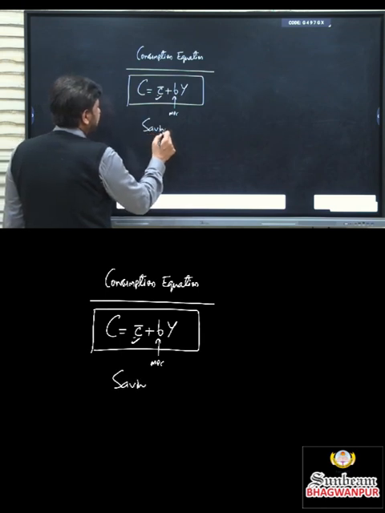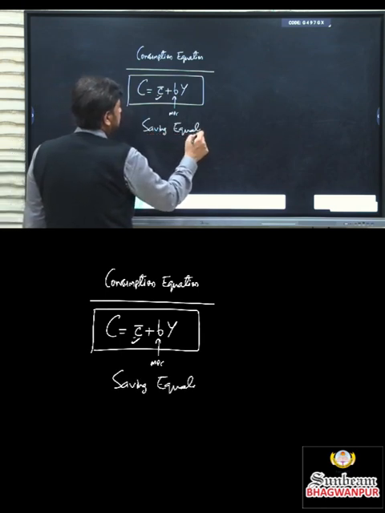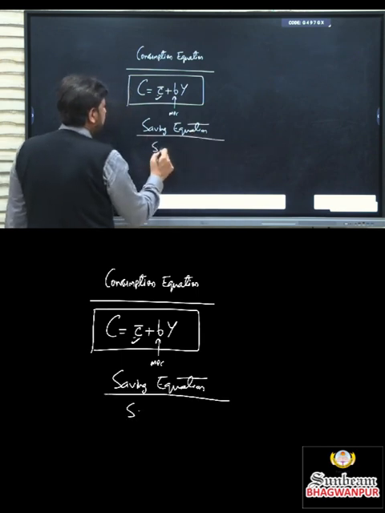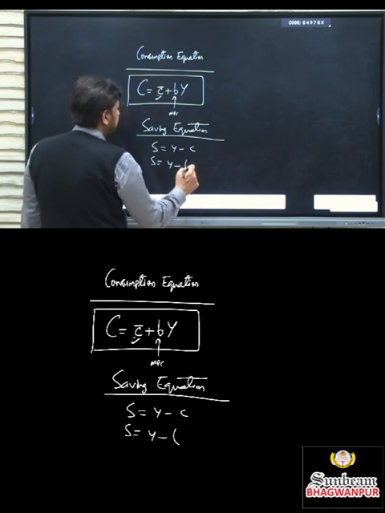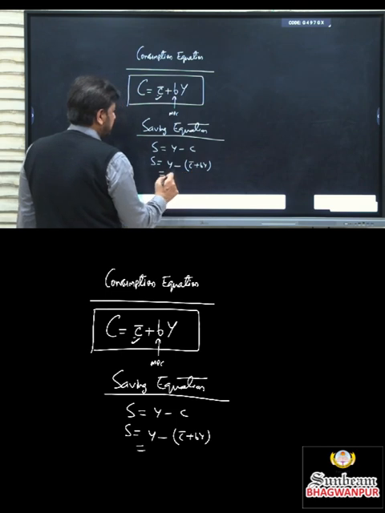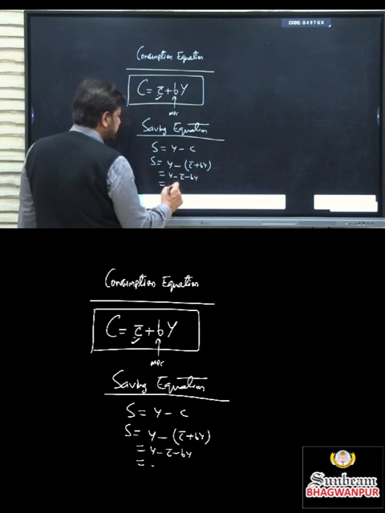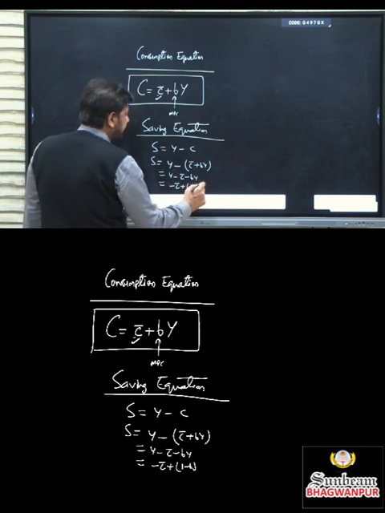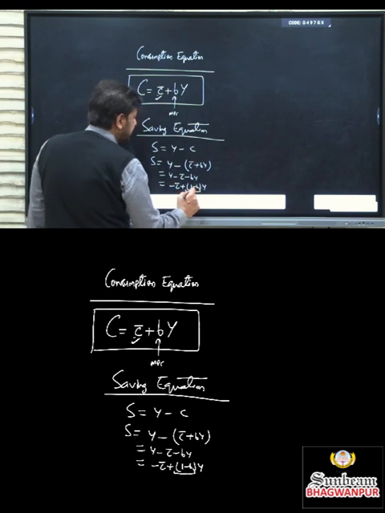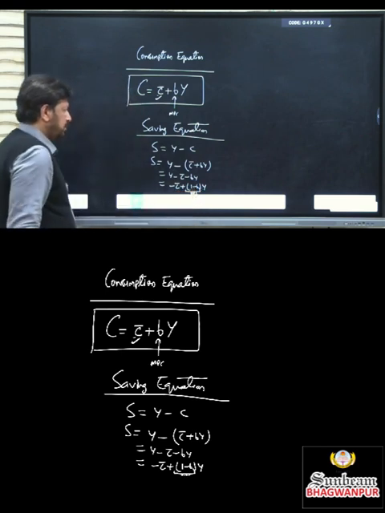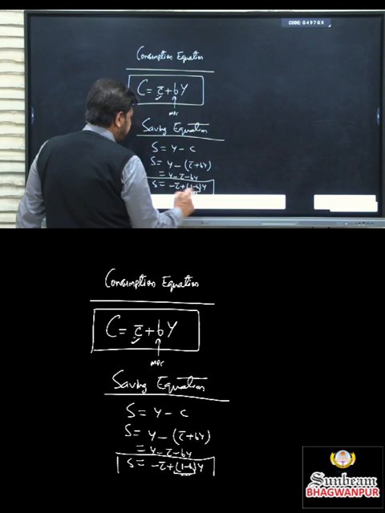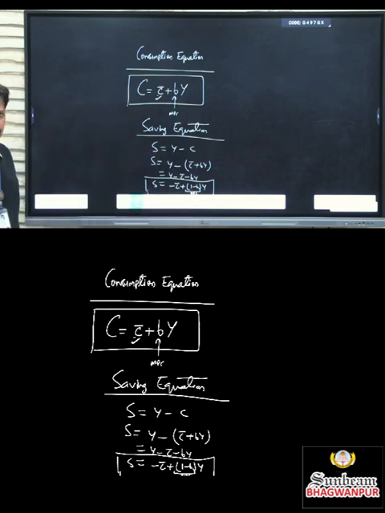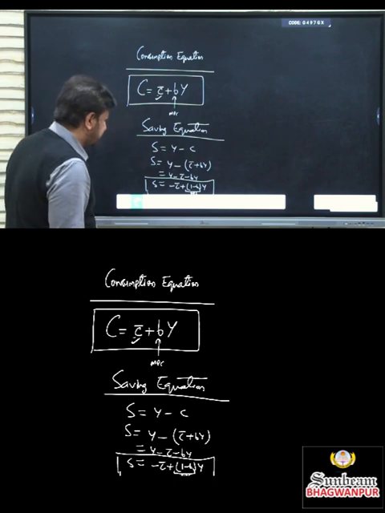And then what is the saving equation? Saving is equal to income minus consumption, income minus C bar plus bY, Y minus C bar minus bY. So when you simplify this one, it comes to minus C bar plus (1 minus b)Y. And what is 1 minus b? This is MPS. So the saving equation is minus C bar plus (1 minus b)Y, and 1 minus b is MPS.